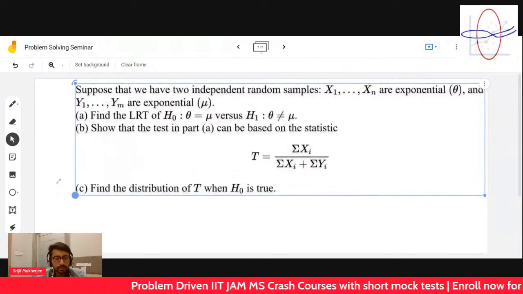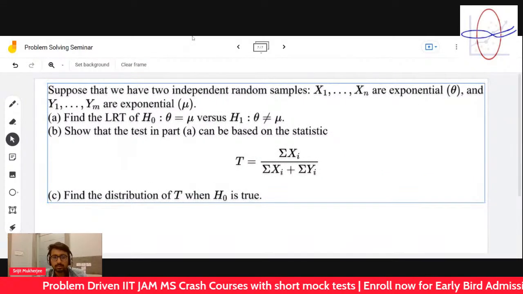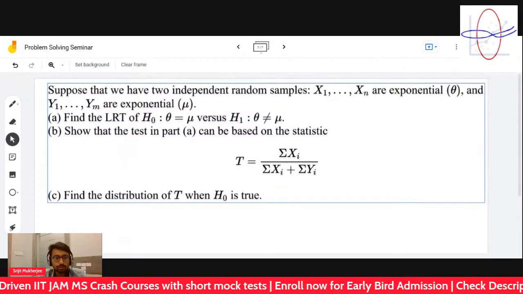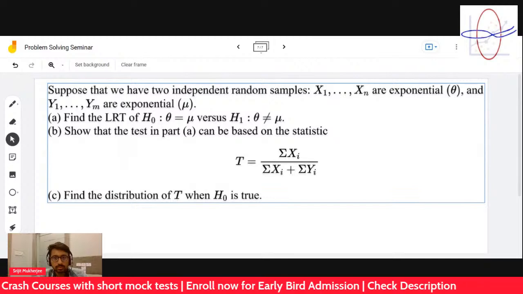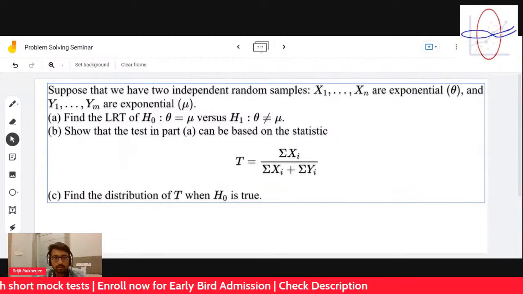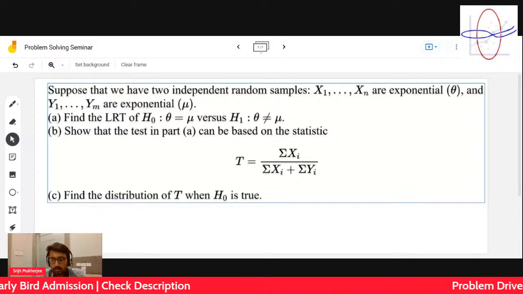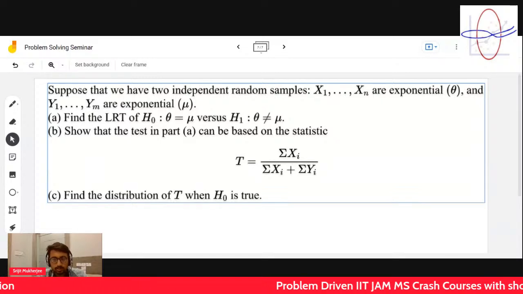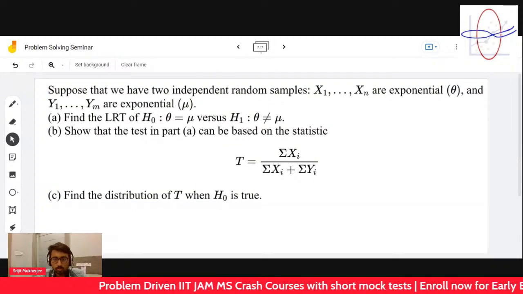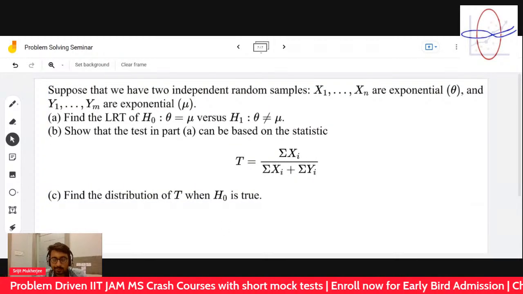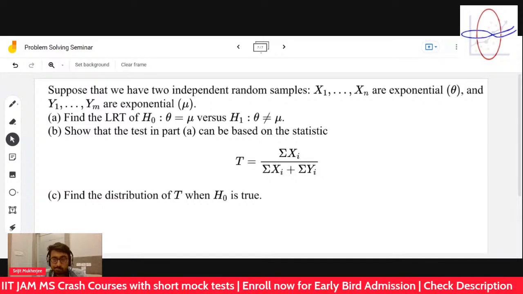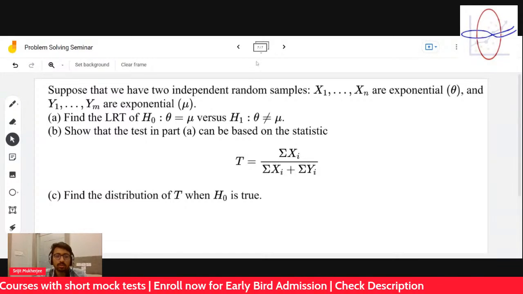Have you done the likelihood ratio test, guys? Have you done the likelihood ratio test? Yes or no? Yeah, we have done. Okay, good.